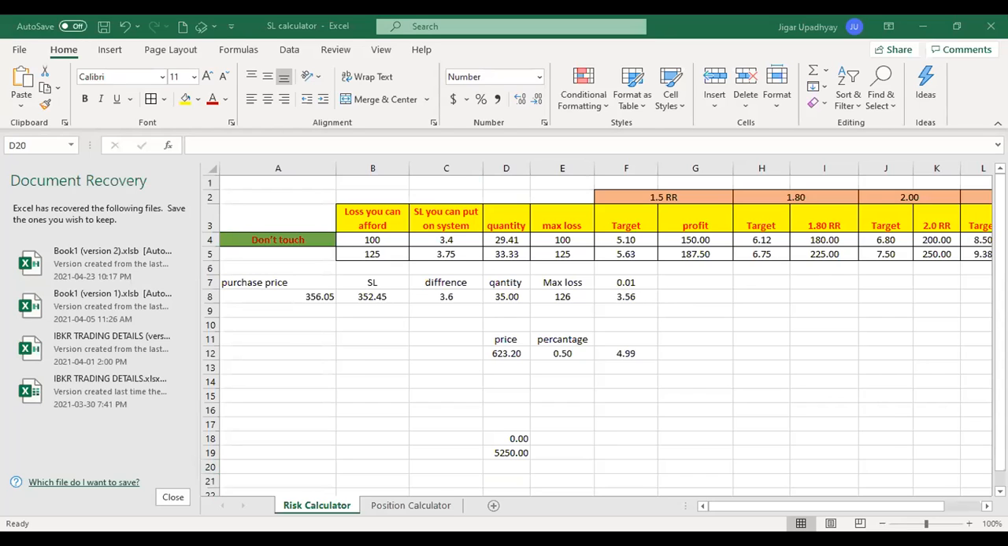So if you see here, I'm saying, okay, this is my stop loss. This is how much I'm going to lose. This is my position, how much my stop loss is. This is my maximum loss. This will be my target. If I'm making 1.80, this is my target. So I'm making my own calculator. This is my position calculator.